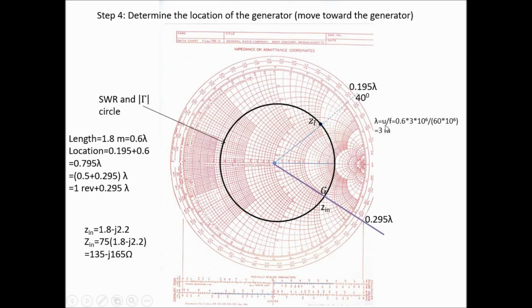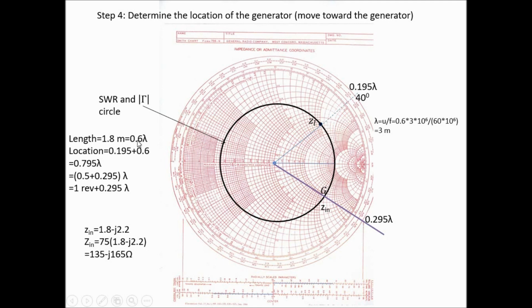So let us find the wavelength first. It is given lambda equal to u over f. u is 0.6 times the speed of light, c, 3 times 10 to the power 8, and frequency is 60 megahertz, 60 times 10 to the power 6. That is 3 meter. So wavelength is 3 meter. That means 1.8 meter will be 0.6 wavelength. So now we have to go 0.6 lambda.